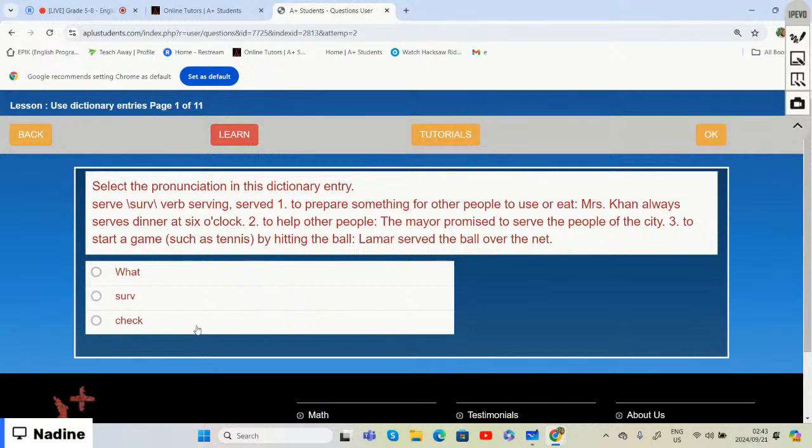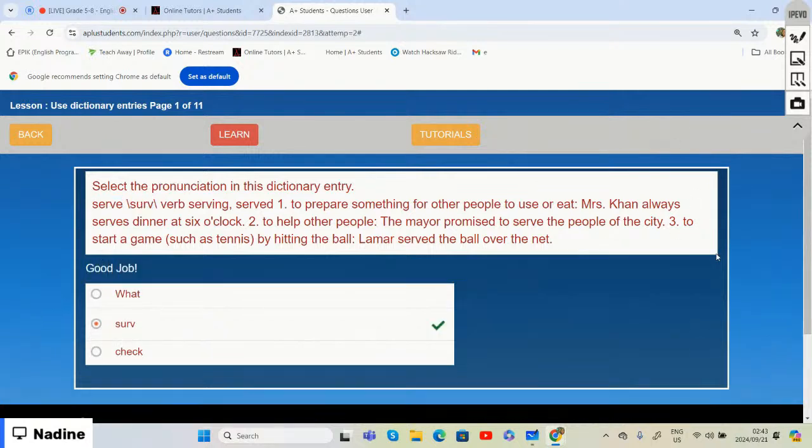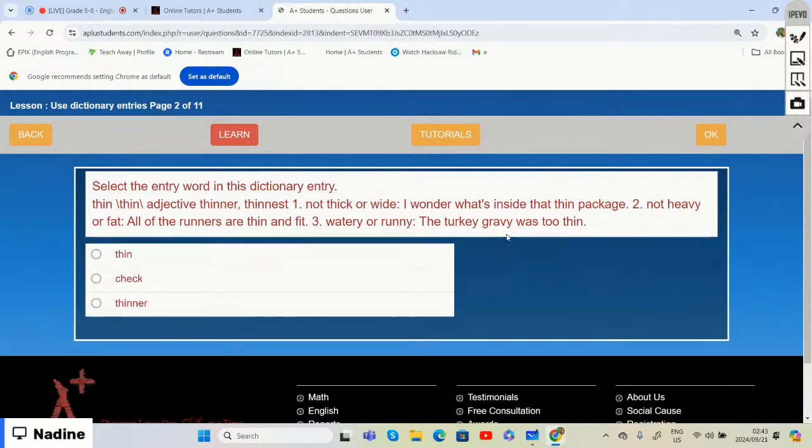All right, and if we were to choose the pronunciation, yes, well done. If that is our word serve, then the pronunciation will tell us how you need to say that word. So well done. Option two is correct.